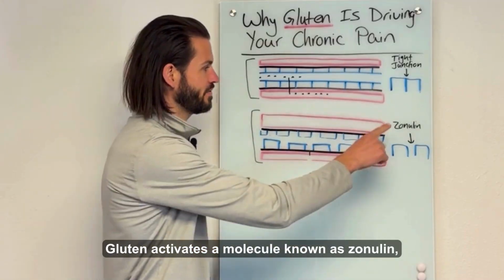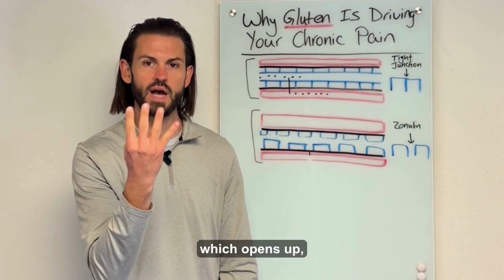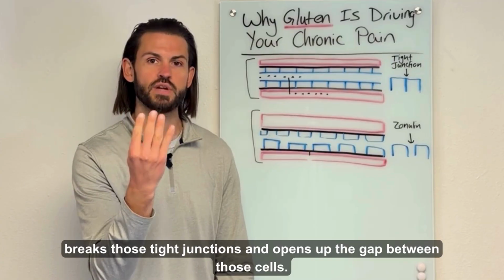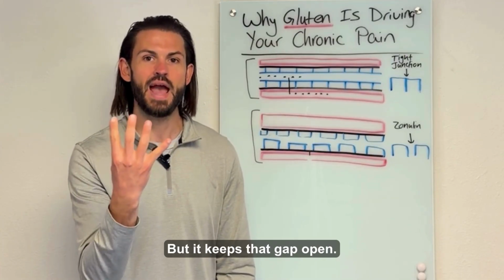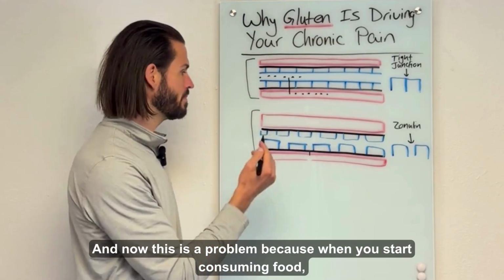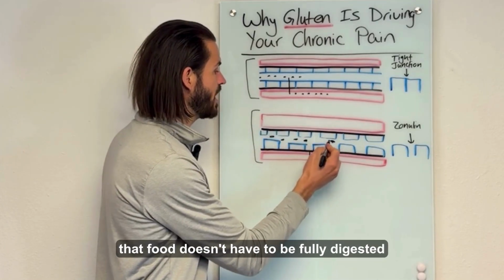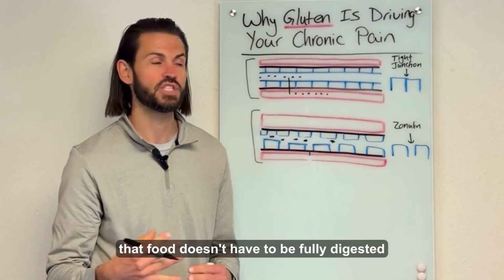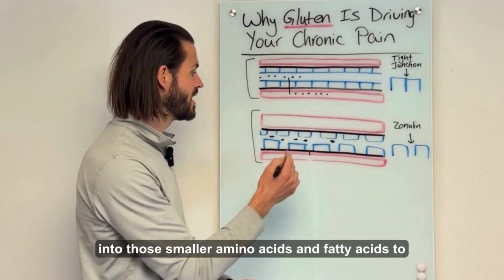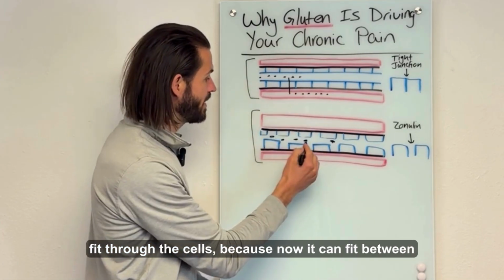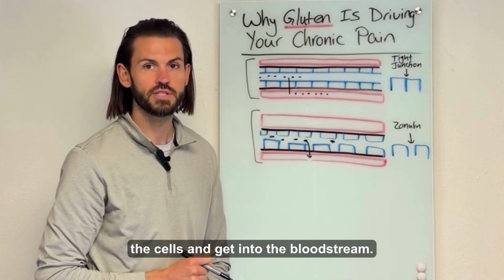Gluten activates a molecule known as zonulin, which breaks those tight junctions and opens up the gap between those cells, but it keeps that gap open. And now this is a problem because when you start consuming food, that food doesn't have to be fully digested into those smaller amino acids and fatty acids to fit through the cells, because now it can fit between the cells and get into the bloodstream.